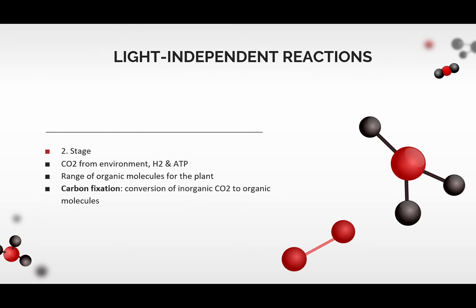And those reactions here, which is the second stage of the photosynthesis reactions, are where this ATP, hydrogen ions, and electrons are taken, as well as carbon dioxide from the environment, making a range of organic molecules for the plant.